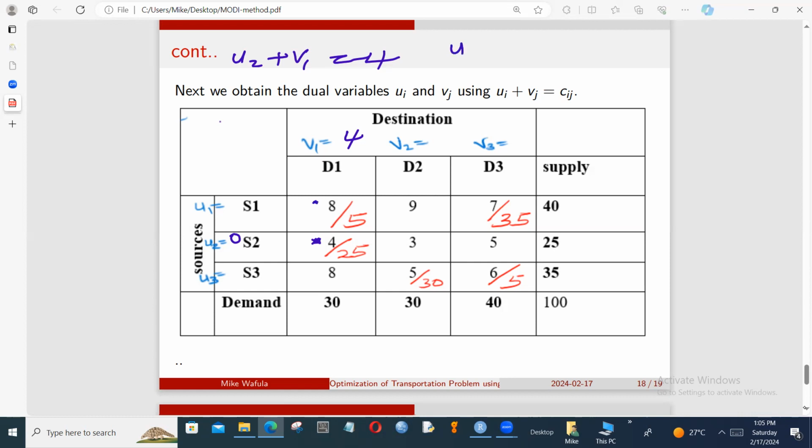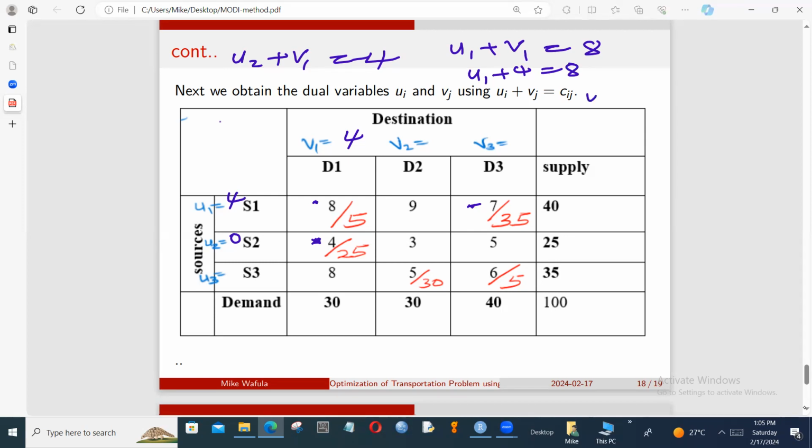Because in row 1, you are seeing U1 plus V1 should give us what? 8, right? So let's find U1, because you know V1 now. That is 4. Because you have said this is 4, U1 plus that, so this is giving us 4. That's correct. Good. We can come here and get V3.